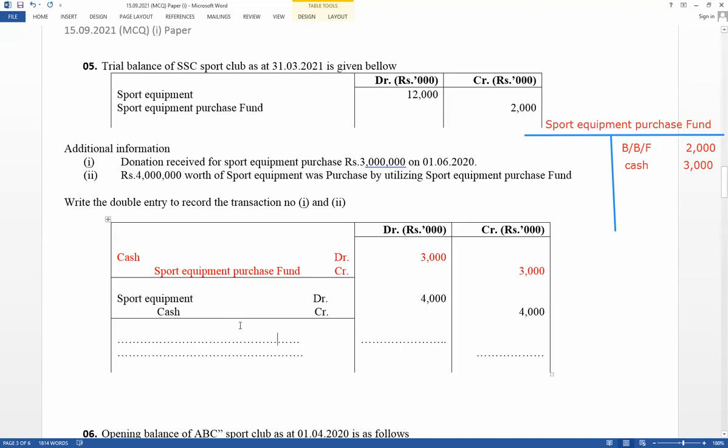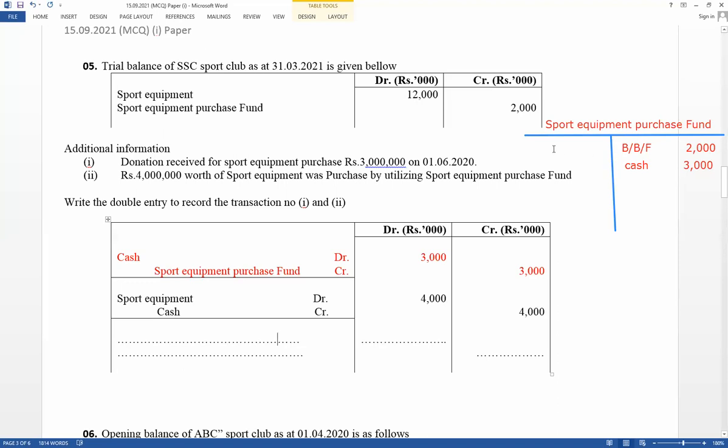සල්ලි දීලා තමයි sport equipment එක ගන්නෙ. cash එකක් credit, sport equipment එක debit, separately. And equal amount should be considered as income from sport equipment purchase fund. ෆන්ඩ් එකේ තියෙන donation වලින් income එකක් විදිහට අපිට ගන්න පුළුවන් වෙන්නේ ෆන්ඩ් එක use කරපු වෙලාවේ 4 million. ඔන්න එතන දැන් වෙනම entry එකක් යනවා. sport equipment purchase fund account debit, income statement credit.